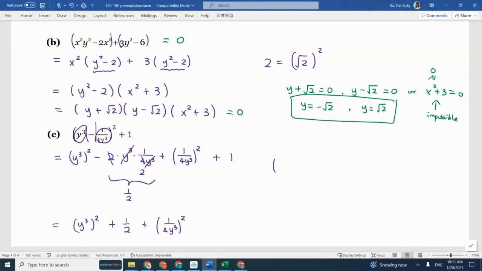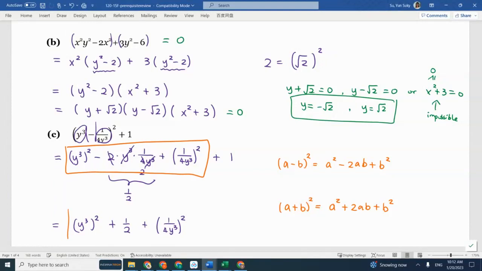Maybe let me write down the formula again here. So, compare a minus b squared. That's a squared minus 2ab plus b squared. Also, compare a plus b squared. That is a squared plus 2ab plus b squared. Right, everybody? Now, look at this guy. This is a minus b squared, right? I want you to compare these 3 terms and these 3 terms.